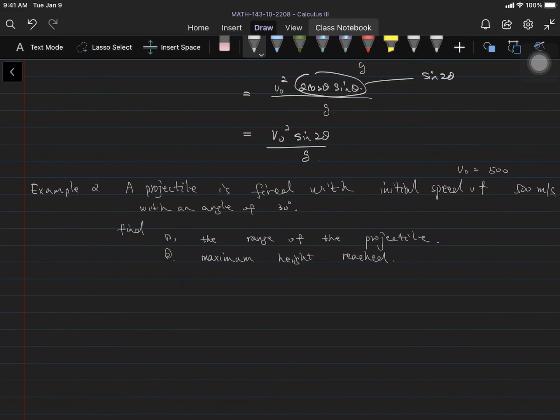Okay, two questions. Now let's take a look at how we find the range and the highest point of the projectile. How do we find the range? The range depends on the maximal x value, but the y should be 0. So we want to solve for t when the projectile hits the ground. First question.